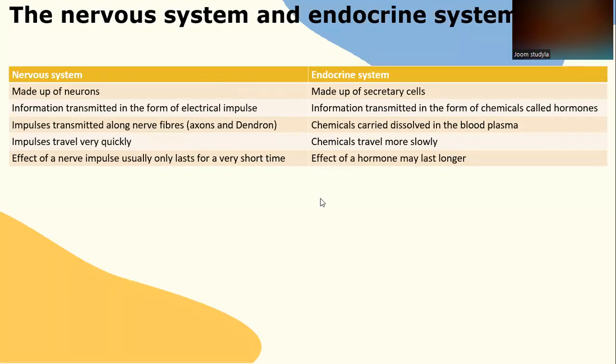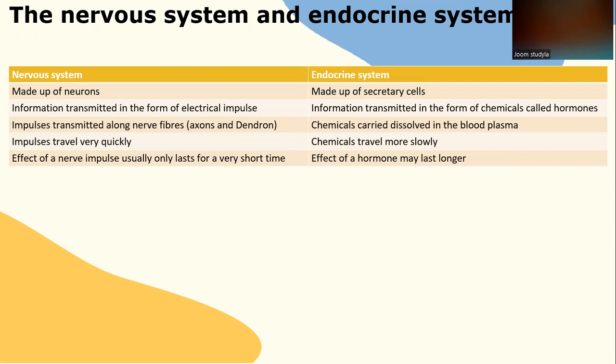Okay, these are the differences in the functions of the nervous system and the endocrine system. The nervous system is made up of neurons, whereas the endocrine system is made up of secretory cells. In the nervous system, information is transmitted in the form of electrical impulses, whereas in the endocrine system, the information is transmitted in the form of chemicals called hormones.